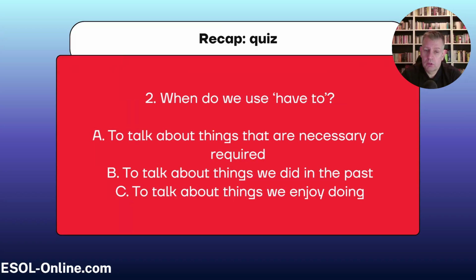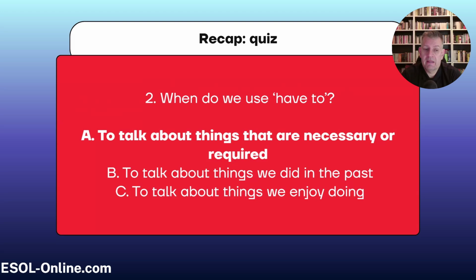Question 2. When do we use have to? This is from the grammar. And the answer is A. Talk about things that are necessary or required. Remember, we said obligation. An obligation is something that you have to do.